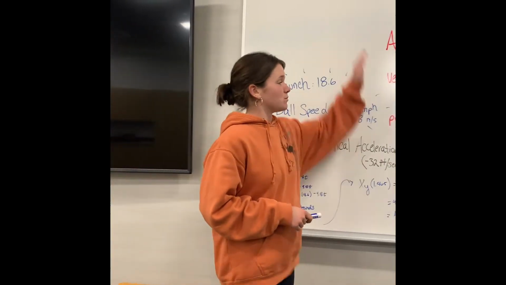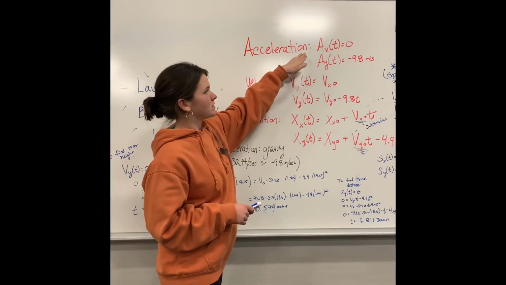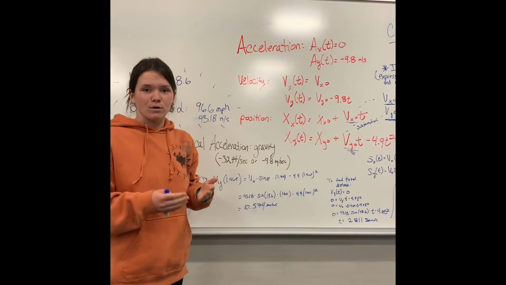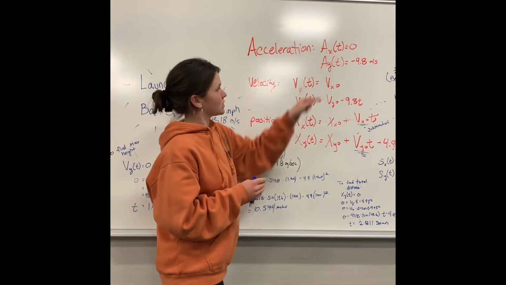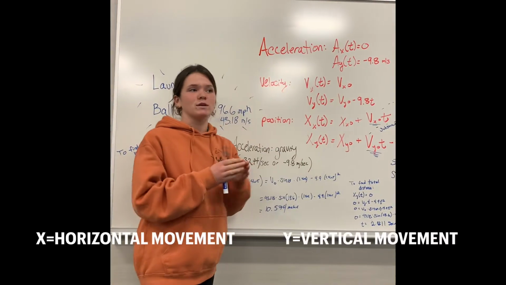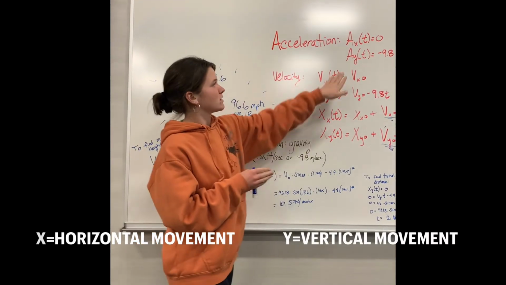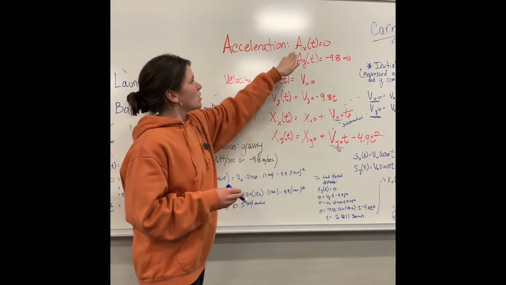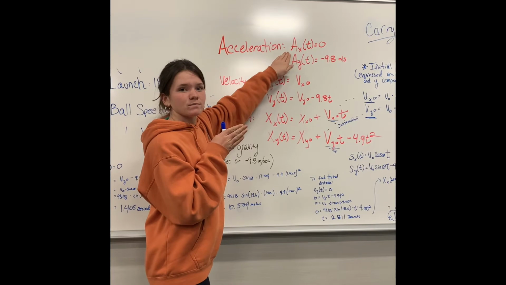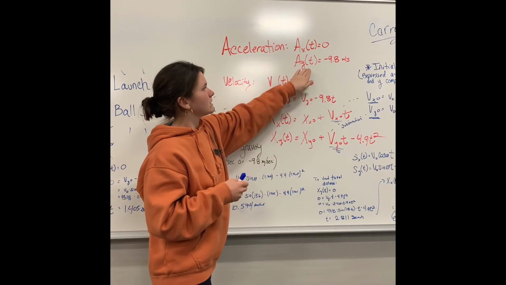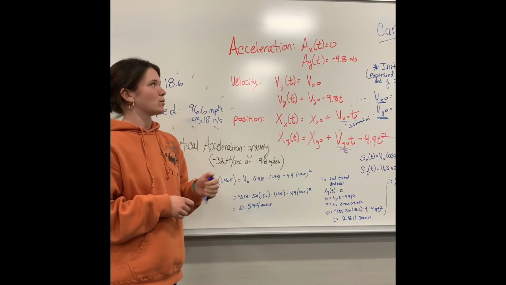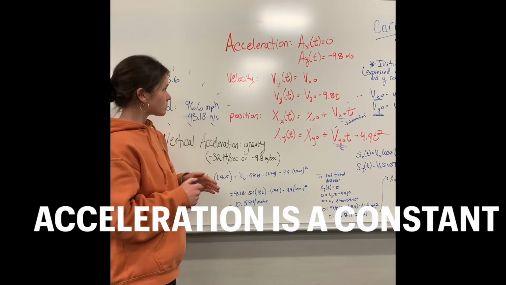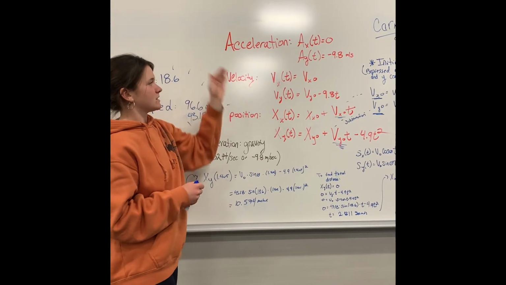So now we're going to go through our equations here. We can represent these as x components and y components. The x is going to be representing the horizontal movement, and the y is the vertical movement. So no acceleration horizontally, but vertically, of course, we have gravity, which is negative 9.8 meters per second squared, and that is a constant. Now we just take the antiderivative of that to get velocity.